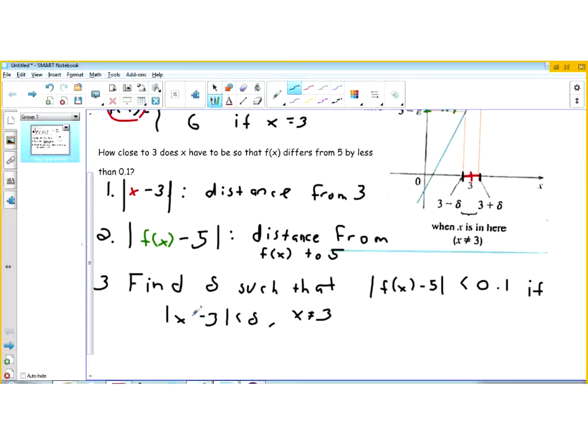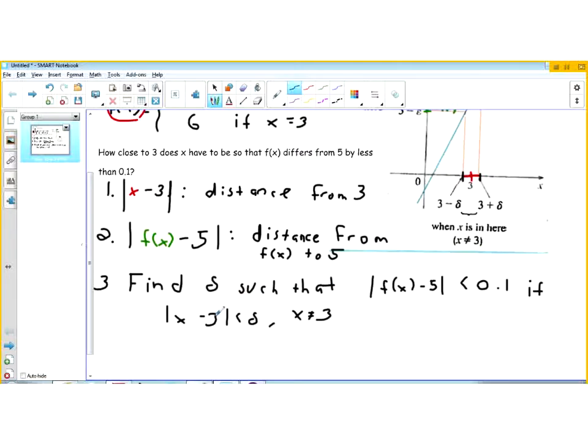All right, so this is the hardest part of the task. If I choose an x such that the distance my x is from 3 is less than delta, some delta which I have not specified yet, because delta is a quantity we need to find. If I'm successful in finding this delta, then a correct choice of delta will result in my being less than 0.1 units from 5 as for the output.